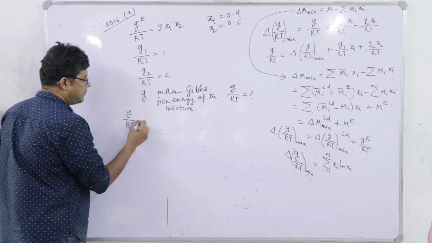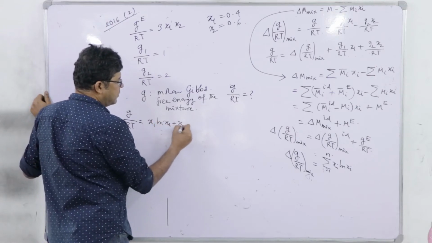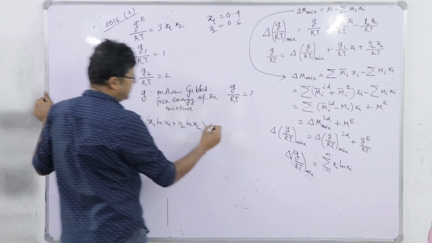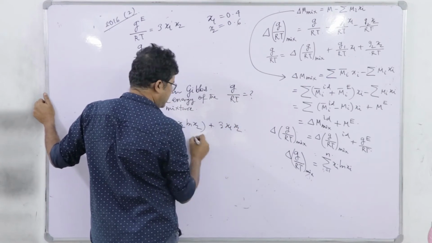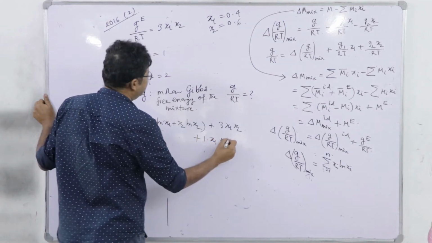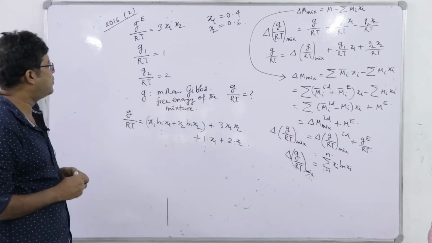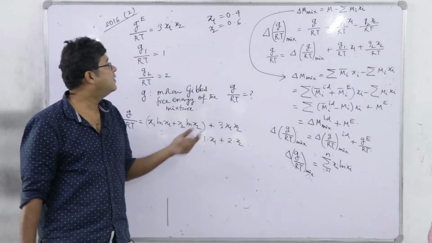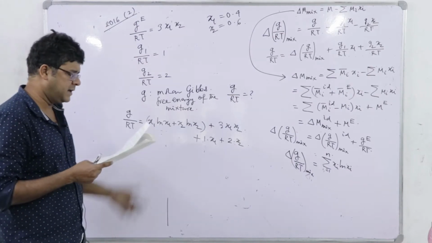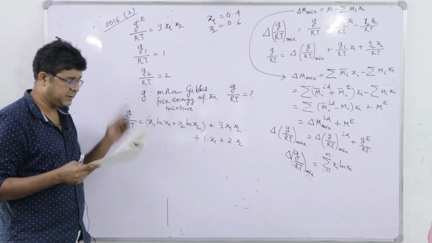G by RT will be equal to x1 ln x1 plus x2 ln x2, that is for ideal, right, plus the excess 3x1 x2 plus g1 by RT into x1, so 1 into x1 plus 2 into x2. So, now you substitute the values of x1 equal to 0.4 and x2 equal to 0.6 here, so you will get the answer, okay. So, G by RT is naturally dimensionless, so there will be no unit pertaining to this expression.